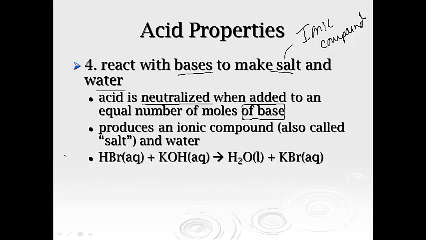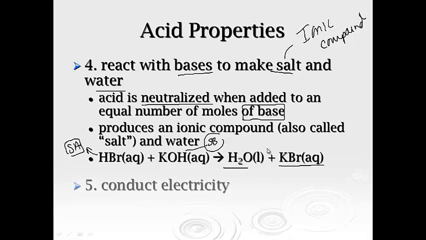For example, if you take hydrobromic acid, which is a strong acid, which should be a term we've heard of before, add it to potassium hydroxide, which is a strong base, which can also be a very dangerous chemical, you essentially get water and potassium bromide, which are pretty neutral.